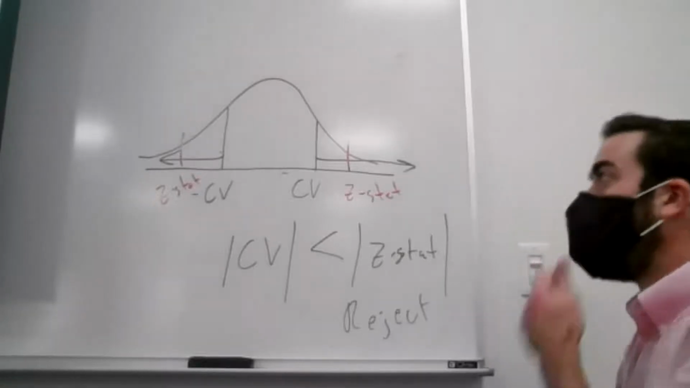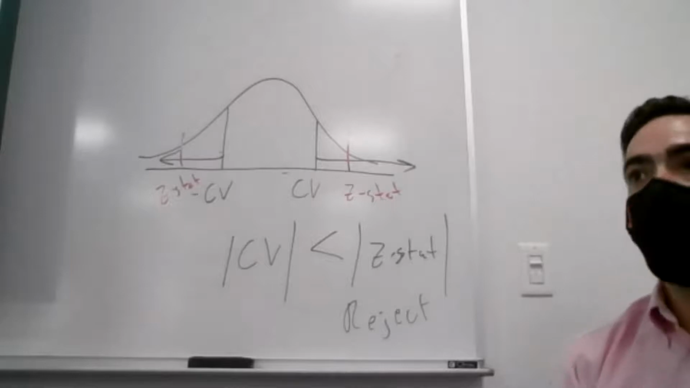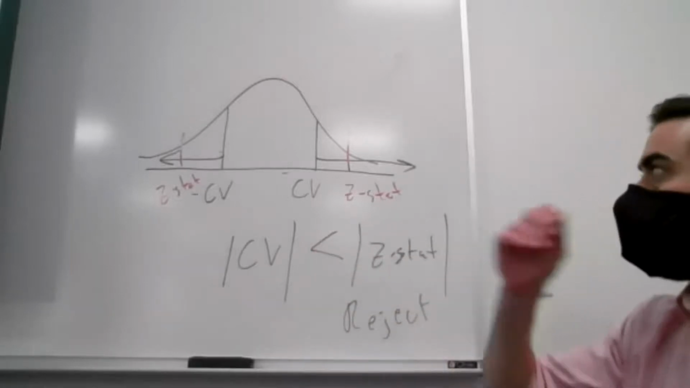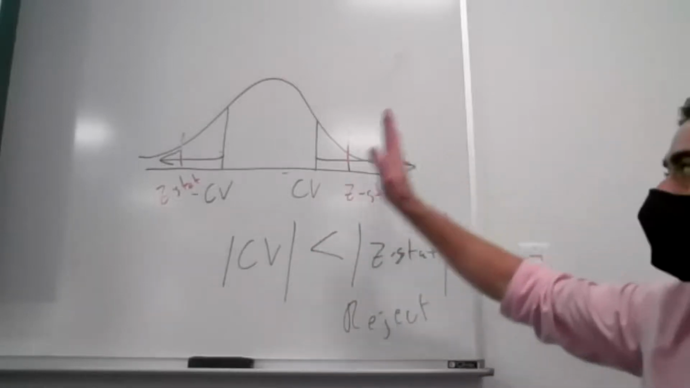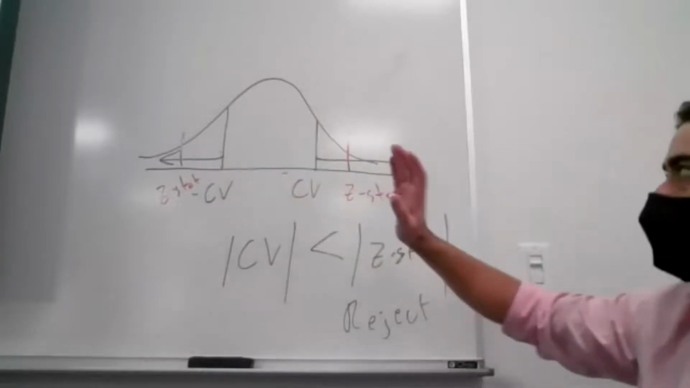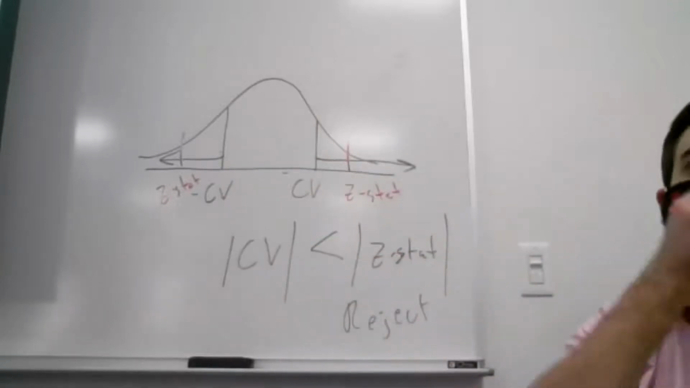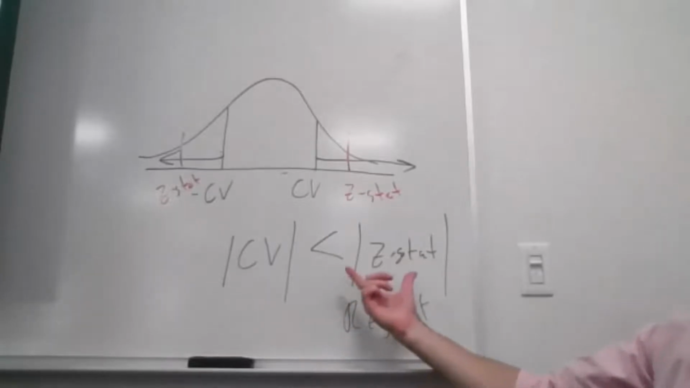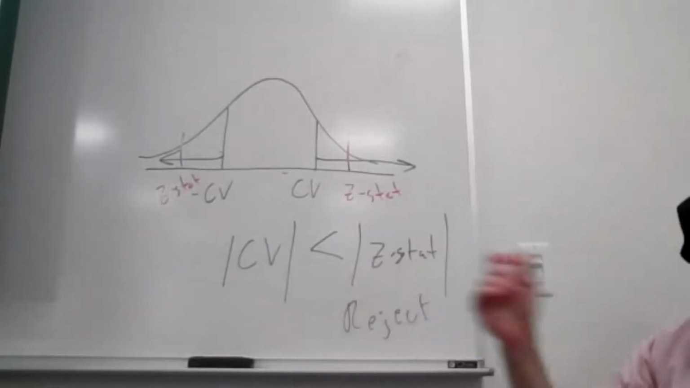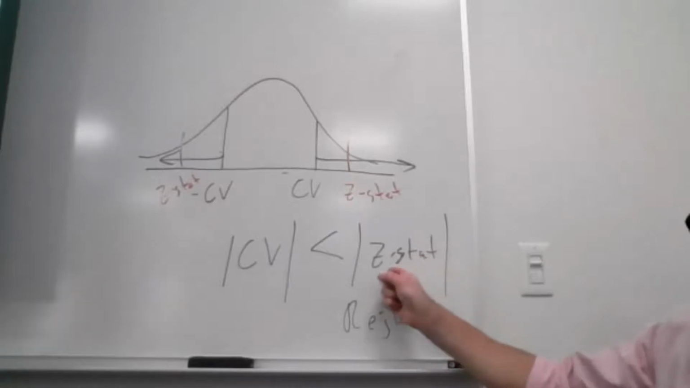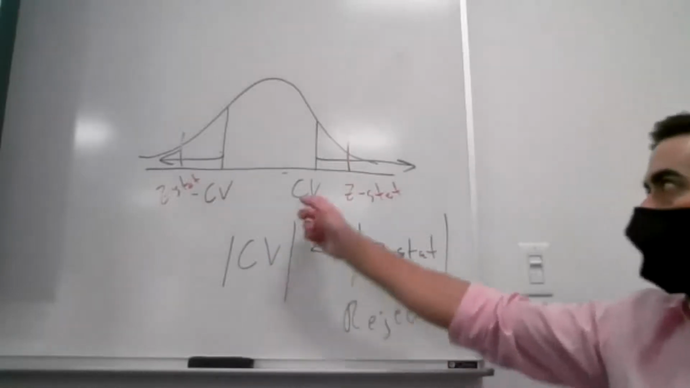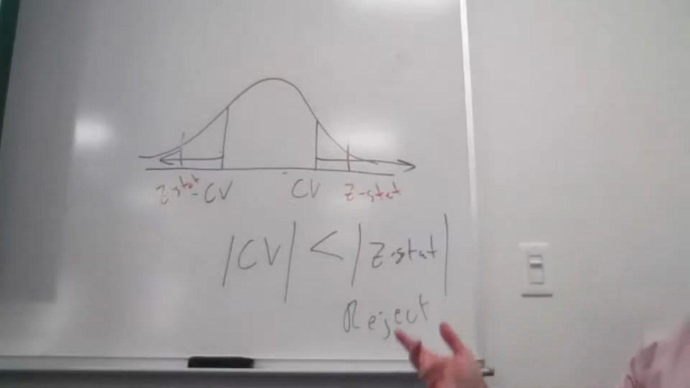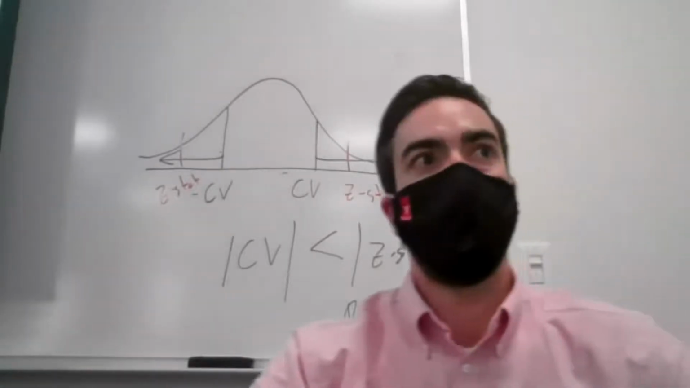Now, I think personally, instead of thinking about this absolute value thing, if you draw it out and just plot where your critical values are and plot where your test statistic is, it's pretty easy to see if it's in your rejection region or not. But if we want to be real formal mathematically, if the absolute value of your test statistic, or your z-statistic, is greater than the absolute value of your critical value, you reject. If not, you fail to reject.